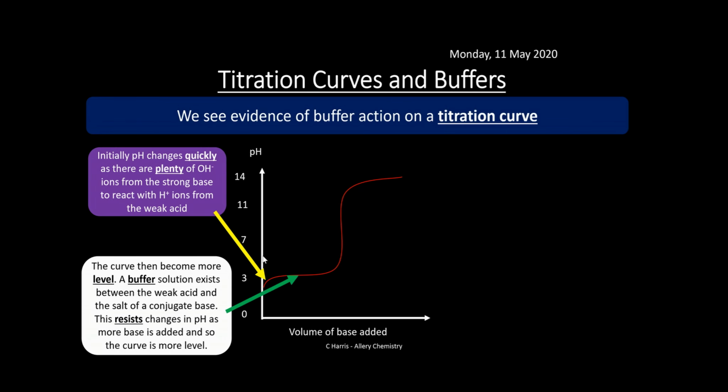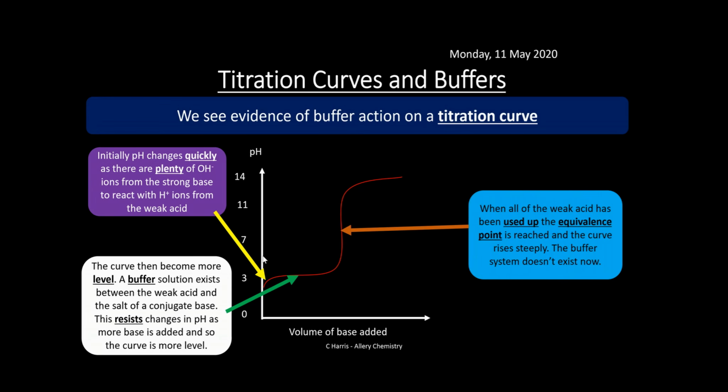So here the curve becomes more level. We've got a flattening off, and this is because the buffer solution exists between your weak acid and your salt. So you've now established a buffer solution, and what this does is it resists the change in pH as more base is added, and so the curve is more level. So that flat bit at the start, this is why you get this funny shape, is actually buffer action. You're adding base to it, and you're looking at your pH meter, and it's barely changing. That's because there's a buffer action going on here. Isn't this quite clever?